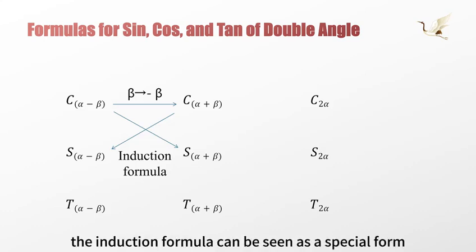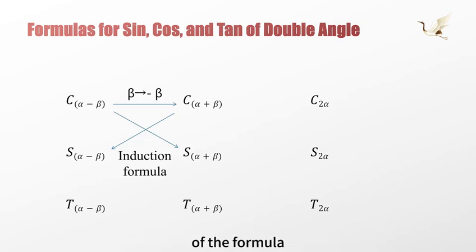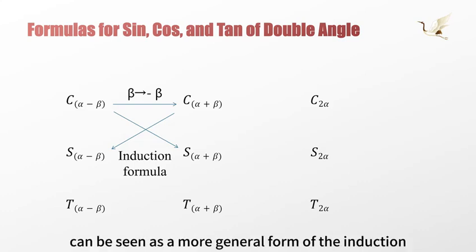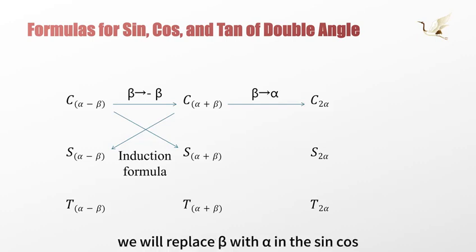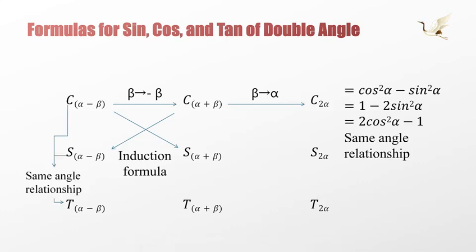Moreover, the induction formula can be seen as a special form of the formula for sum and difference of two angles, while the formula for sum and difference of two angles can be seen as a more general form of the induction formula. Okay, next we will replace beta with alpha in the sine, cosine, and tangent formulas for the sum of two angles, and we will obtain the sine, cosine, and tangent formulas for twice the angle. And this is also a research process from general to specific.